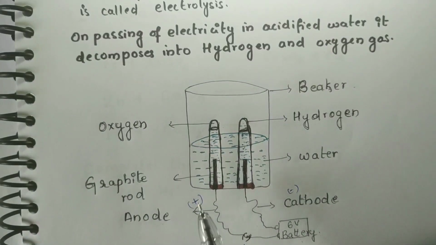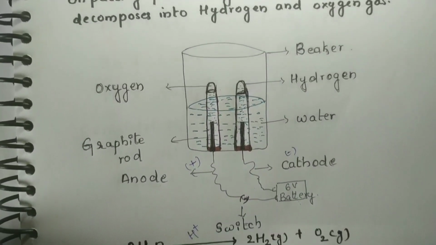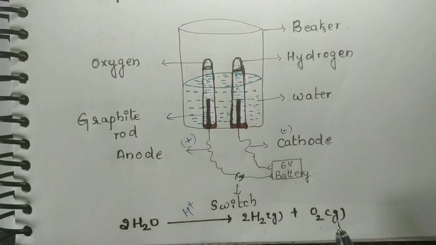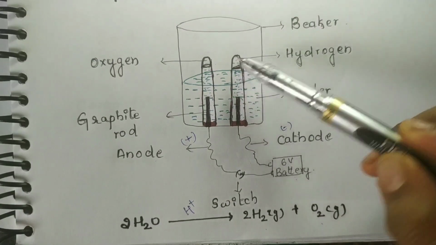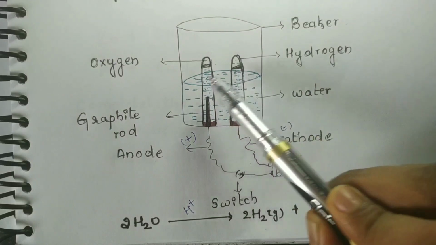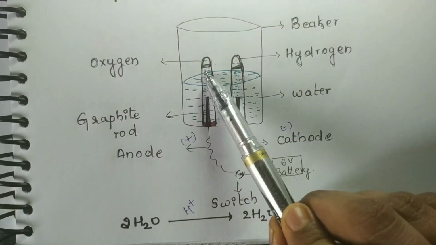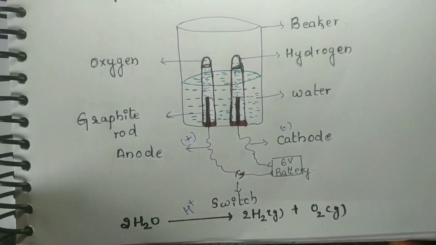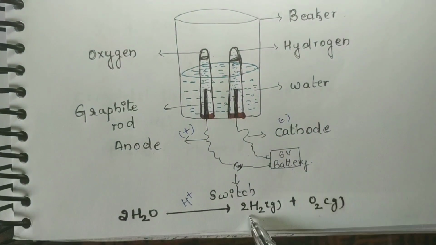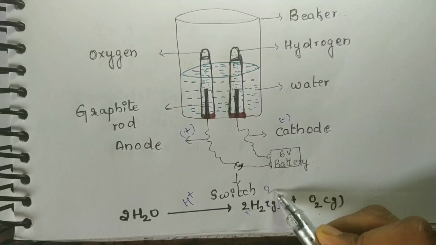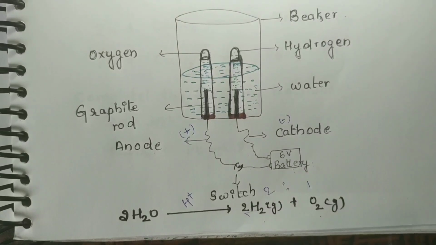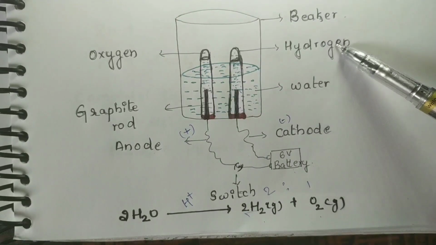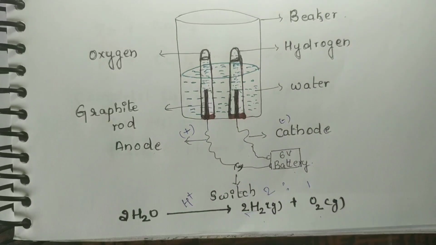So what happens when we pass the electricity in the water? Water gets split into hydrogen gas and oxygen gas. So we can see that hydrogen gas is double the oxygen. See, oxygen is exactly half of the hydrogen gas. So here we can say that hydrogen and oxygen are in 2:1 ratio. That's why amount of hydrogen is double the oxygen.